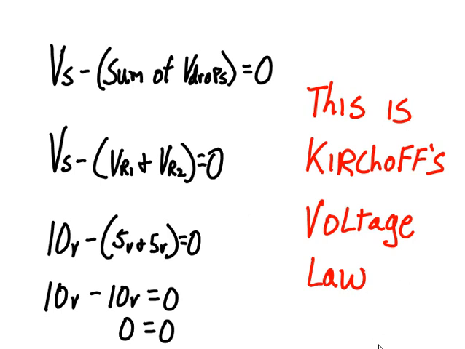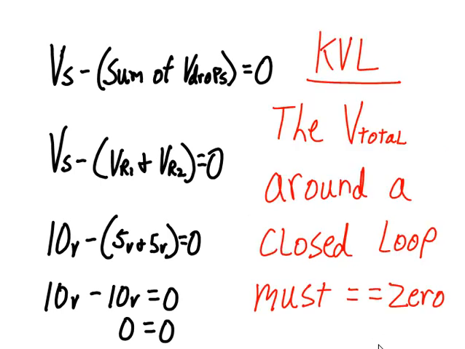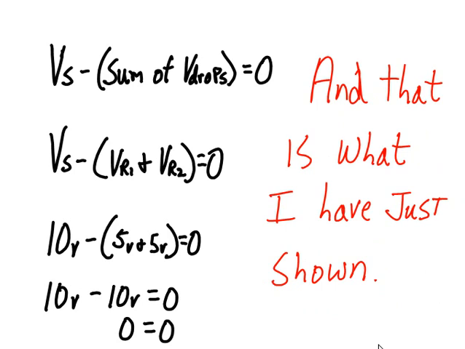This is Kirchhoff's voltage law. KVL states that the V total around a closed loop must equal 0. And that is what I have just shown.